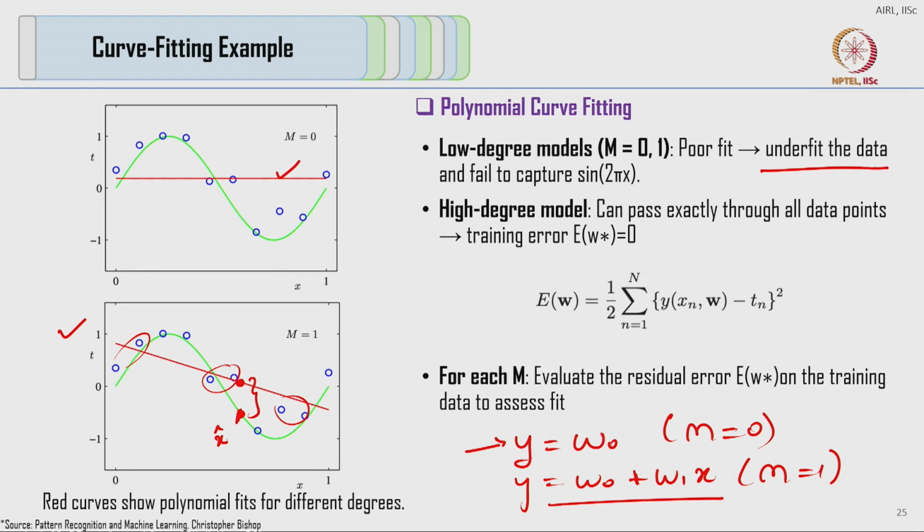Okay. So essentially it gives us an idea that a high degree model could be used, which is using m as a higher number, not just 0 and 1, and for each m we can actually get an error and assess how it fits the curve.